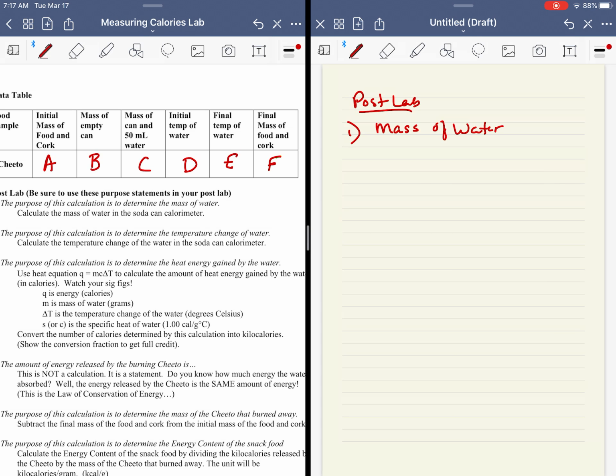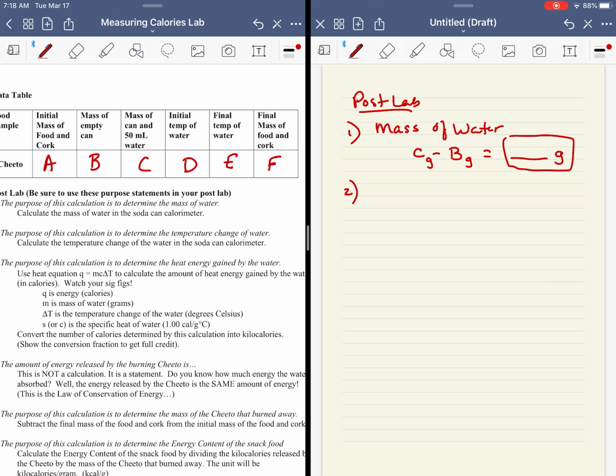And to do that, the mass of the water is going to be whatever you have for data point C. That's the mass of the can and the water together, subtracting the mass of the empty can, and then that will give you, of course, these should all be in grams. That will give you the mass of your water in grams. Paying mind to, you should have two digits after the decimal for both of your masses. So your final answer here should also have 2 digits after the decimal, maintaining the proper number of significant figures.